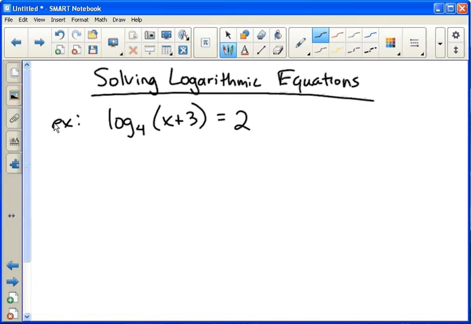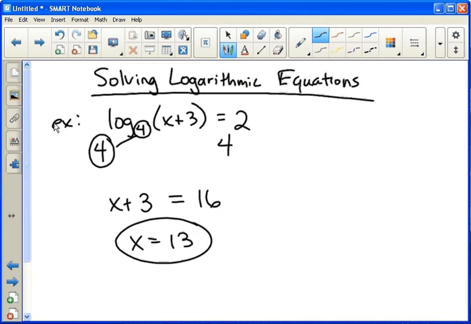If you remember, the inverse properties say that if we had a number here that matched the number here, then those two would cancel out. So what we're going to do is make both sides become powers of 4. So this is now 4 raised to the log base 4 of x plus 3 equals 4 squared. So the 4 here and here cancel out, so that just leaves us with x plus 3 on this side, and 4 squared is 16. Last step is to subtract 3 from both sides, and we have our answer. It's as simple as that.